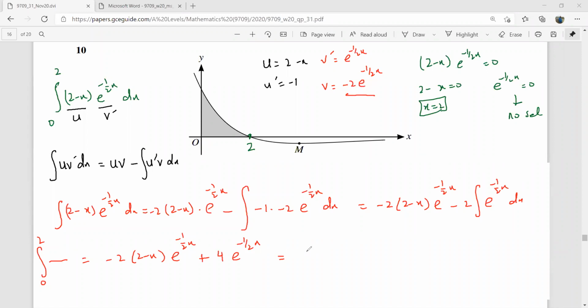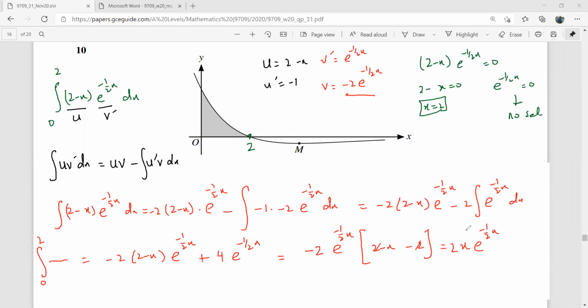If you want, you can take minus 2 e raised to power minus half x common here. You have 2 minus x minus 2 left here. Is that so? 2 minus x and minus 2 left here. So that is going to be, this is cancelled by this, and we get 2x e raised to power minus half x.